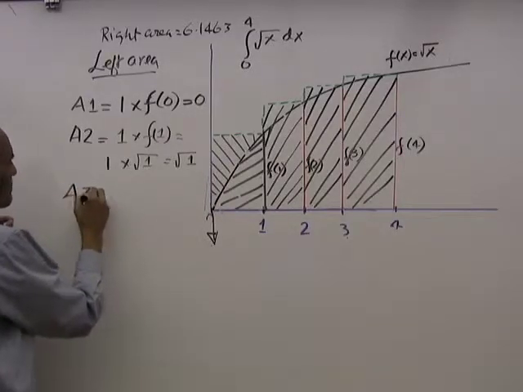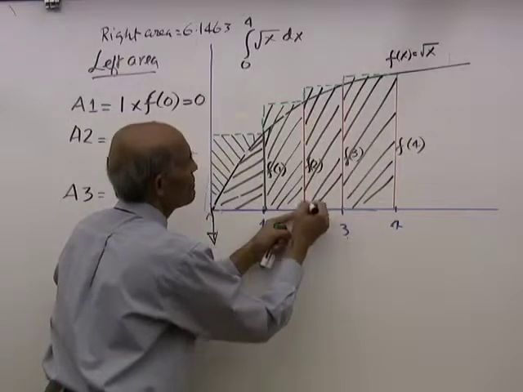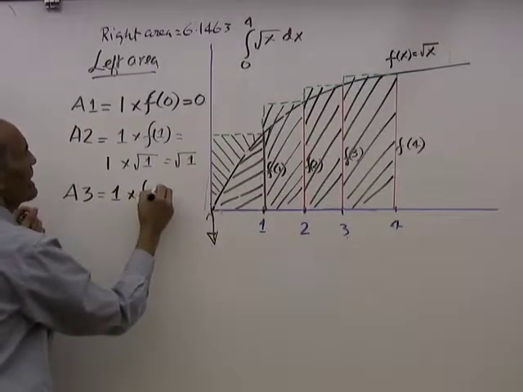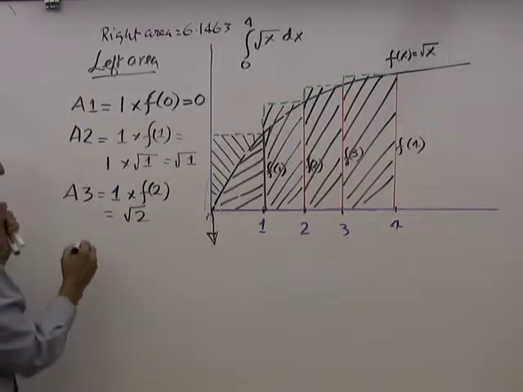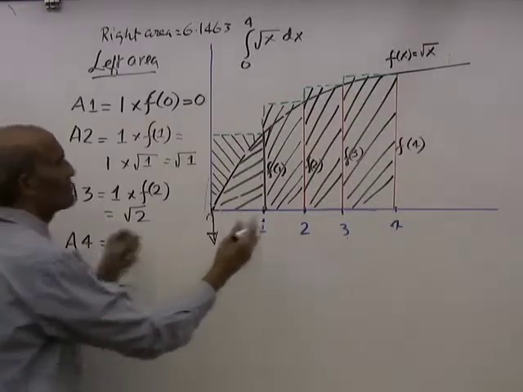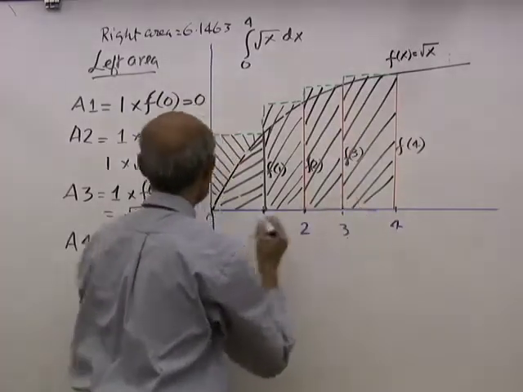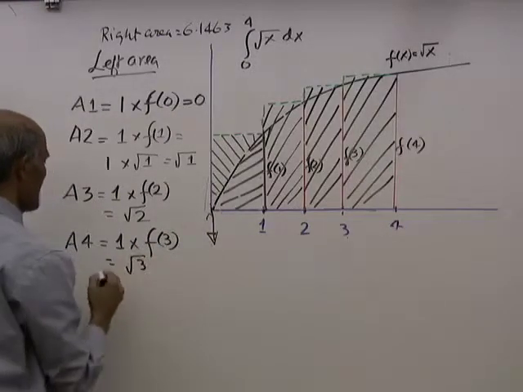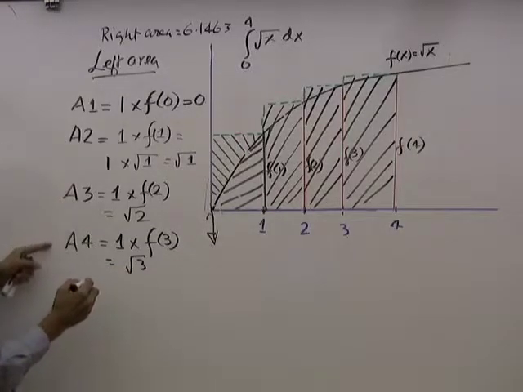Similarly, I can now write it faster, is that right? The area of the third rectangle will be the width multiplied by the left side of the third rectangle. That is 1 multiplied by f of 2, and that will be square root of 2. The area of the fourth rectangle will be delta x multiplied by the left height, which will be f of 3, and that will be square root of 3. And therefore, what is the total area? A1 plus A2 plus A3 plus A4.